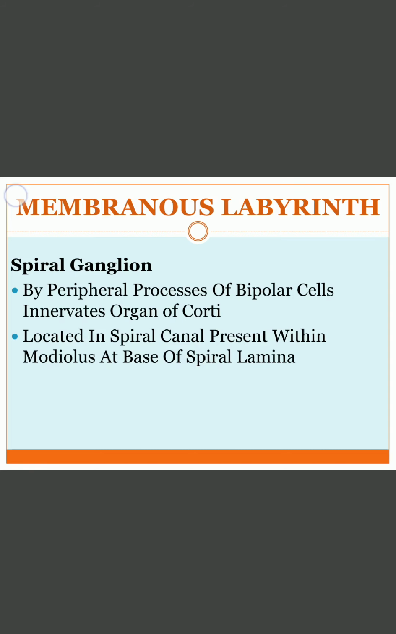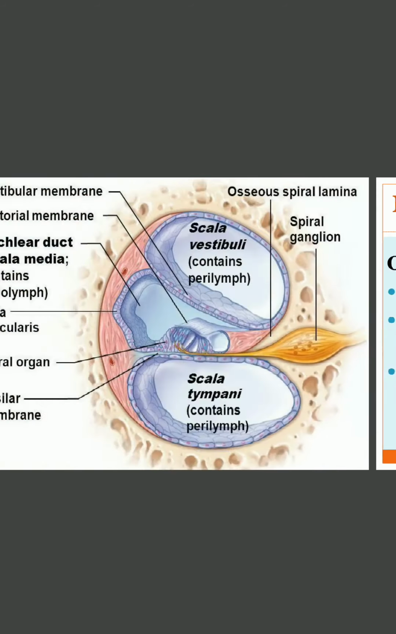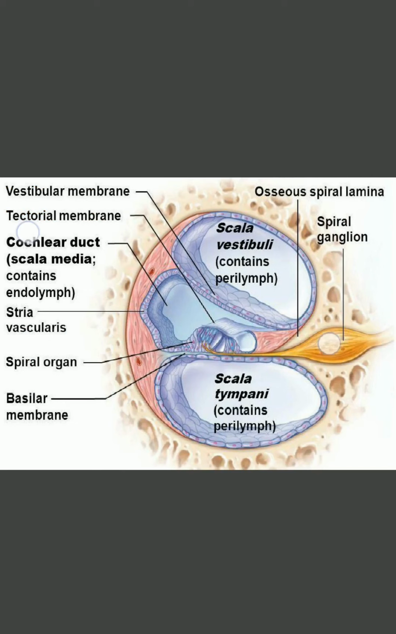So in the previous figure, here you can see the spiral ganglion, and the peripheral processes of the bipolar cells innervate the organ of Corti. Bipolar cells basically are cells that have one axon and one dendrite, and these are a special type of sensory neurons. They help in the transmission of various senses like hearing, touch, smell, taste.